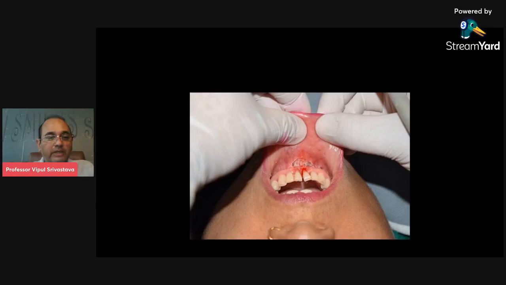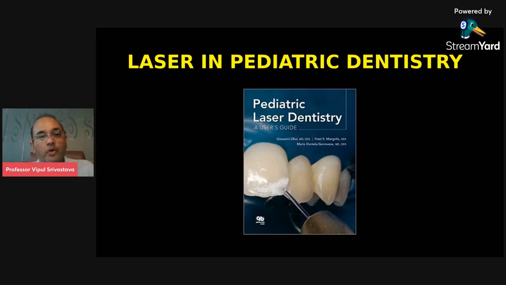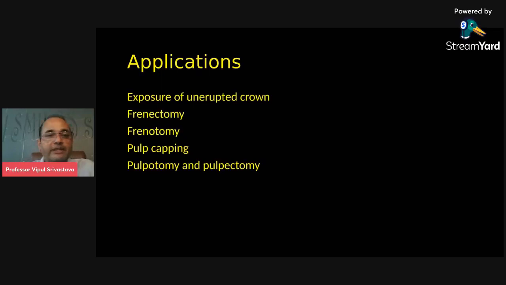Also, laser can be used in pediatric dentistry. This is one book which is very good if somebody wants to go into more detail. So what are the applications? Exposure of unerupted crown, frenectomy, frenotomy, pulp capping, and also pulpotomy and pulpectomy. Certain cases I can show you here.